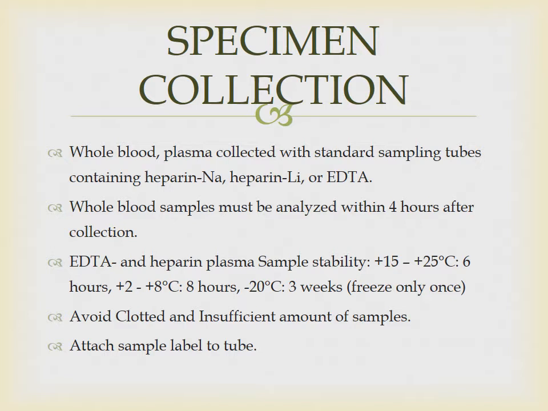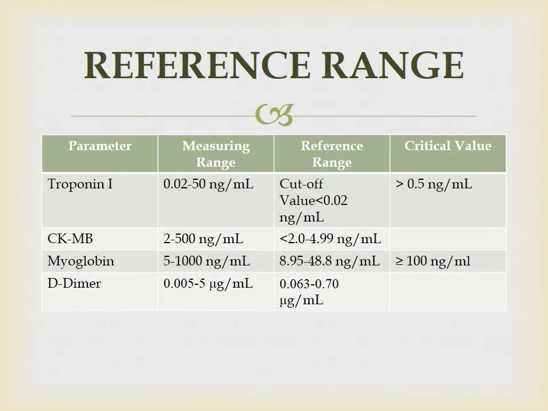+2 to +8 degrees Celsius is 8 hours. -20 degrees Celsius is 3 weeks. Remember, freeze only once. Avoid clotted and insufficient amounts of samples. Attach the sample label to the tube. Check the reference range and critical value in the table presented for CKMB, troponin, myoglobin, and D-dimer.